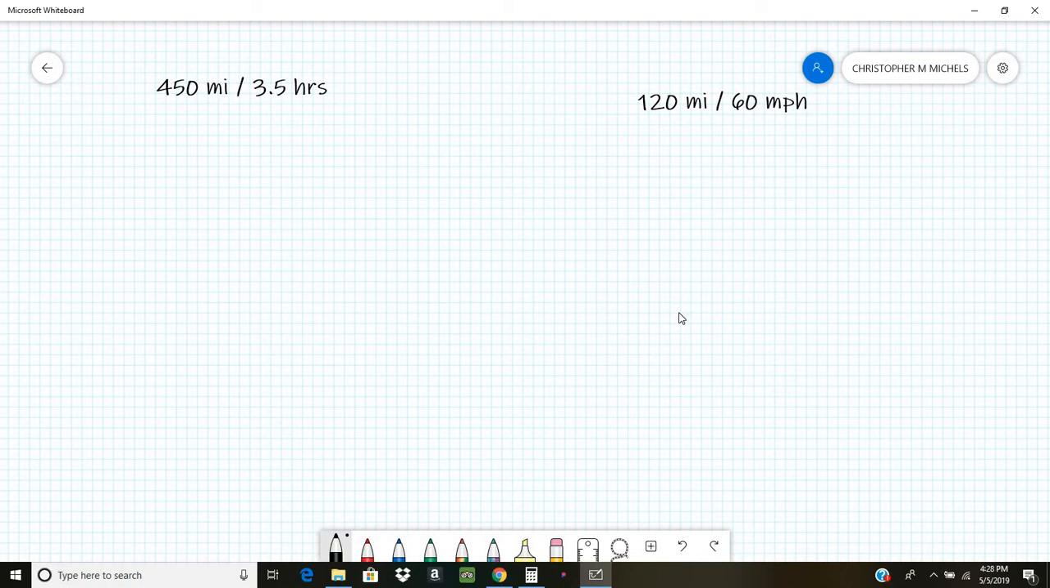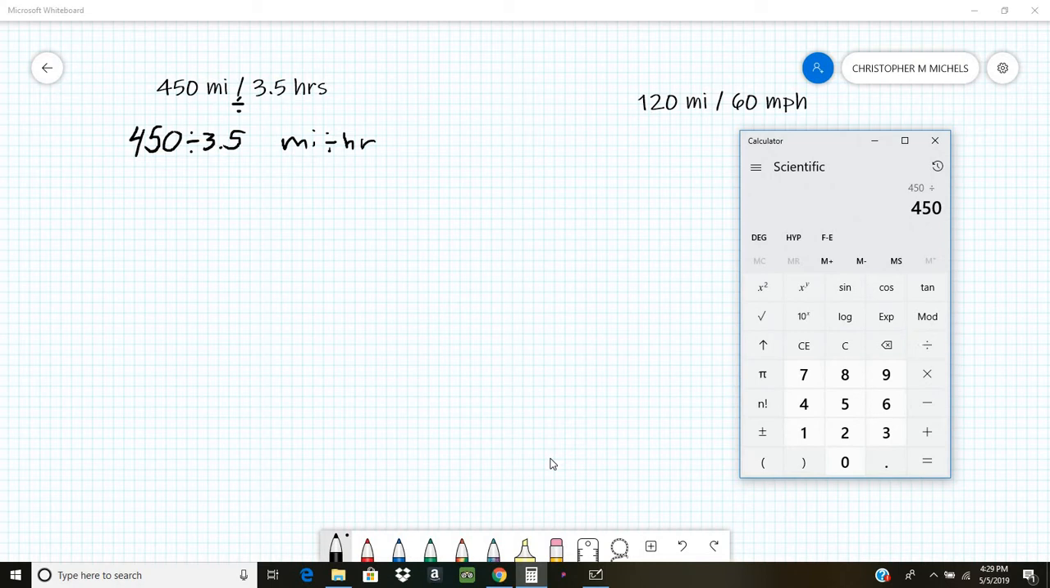So this one, they said 450 miles divided by 3.5 hours, or if you want to use the classic division symbol, you can do that. So we do 450 divided by 3.5, and then we do miles divided by hours. So 450 divided by 3.5. Pull out my calculator here. Let's do 450 divided by 3.5. That gives me 128.57. Let's go ahead and just round that to 129.